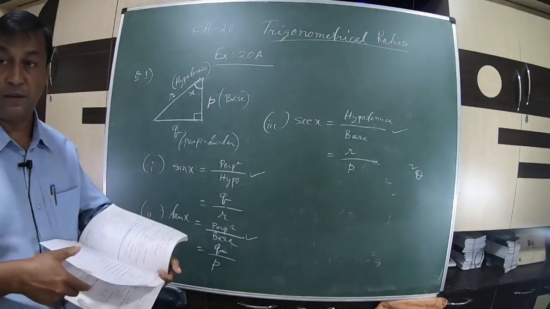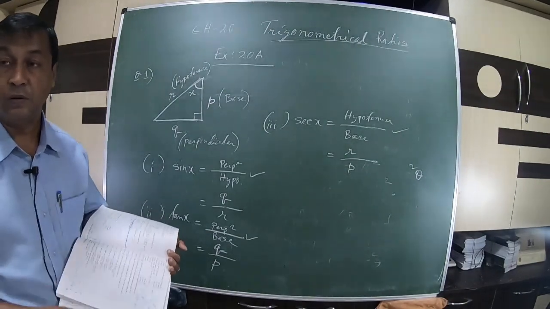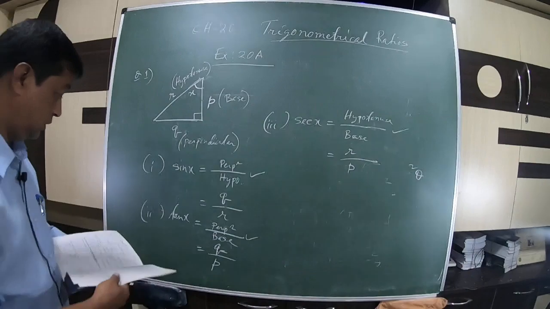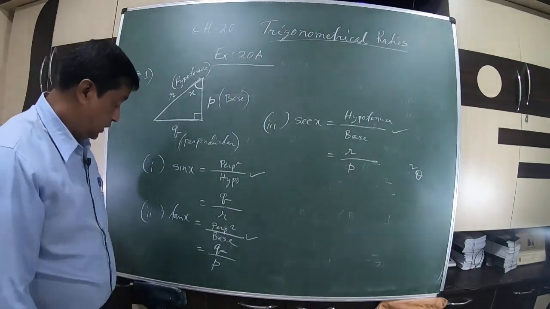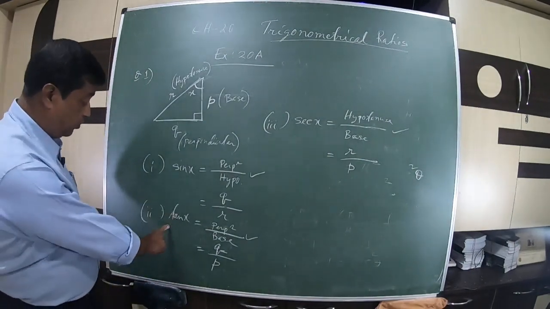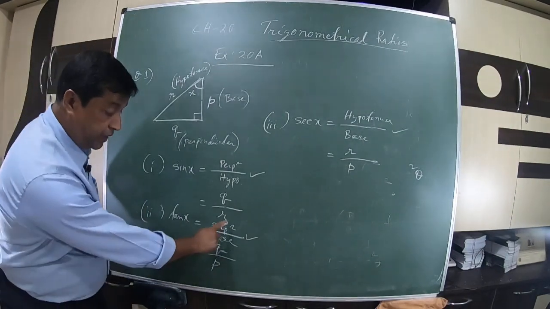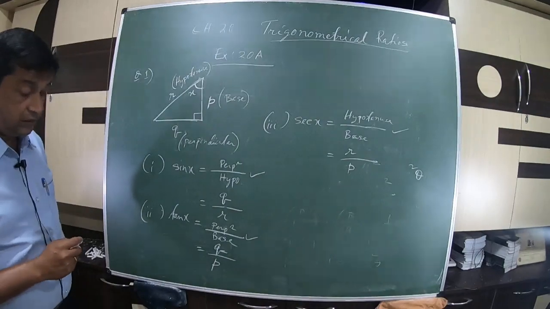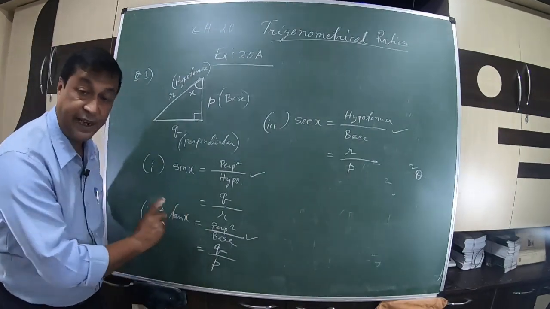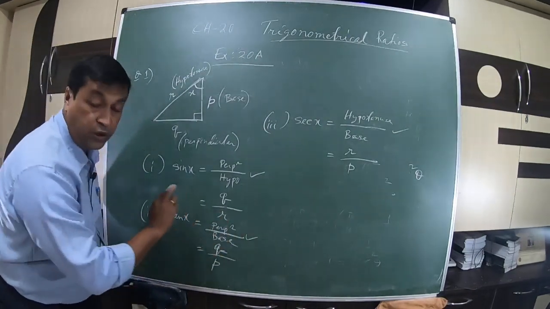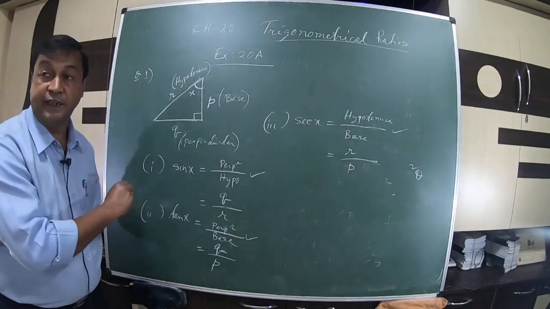Question next. Question number 2, the Roman number 2, tan x. Now what is the ratio tan x? Perpendicular by base. That is the formula. Perpendicular by base, I am not just writing it, it is from the formula only. Perpendicular by base, that is the ratio, that is the formula.